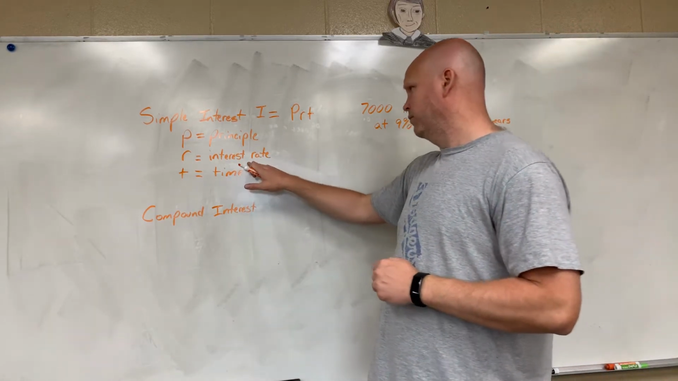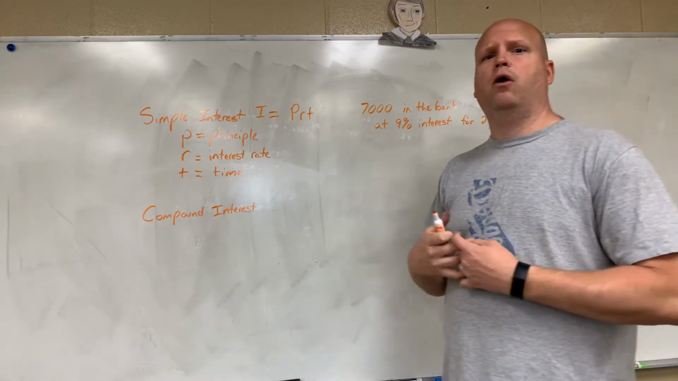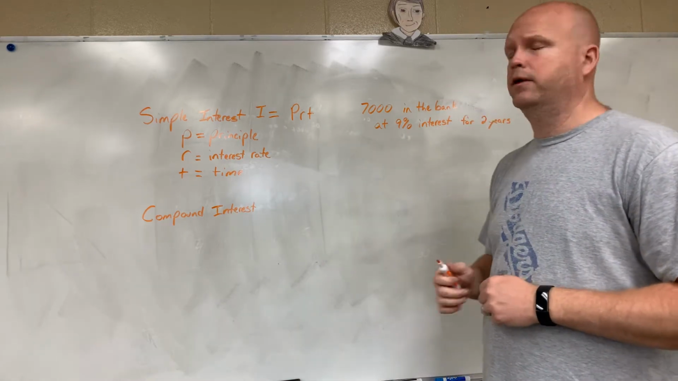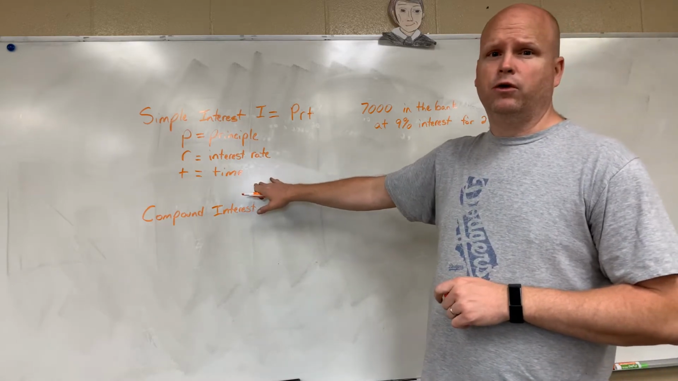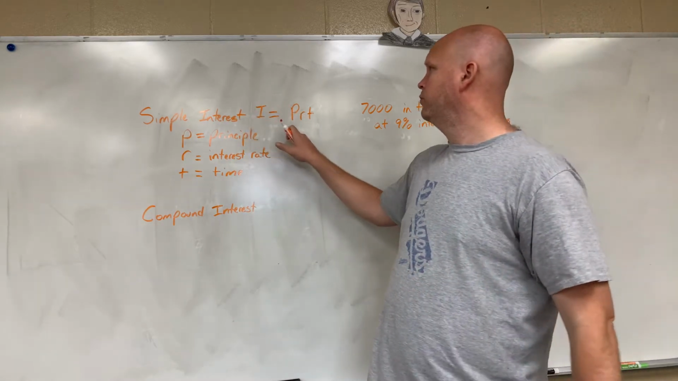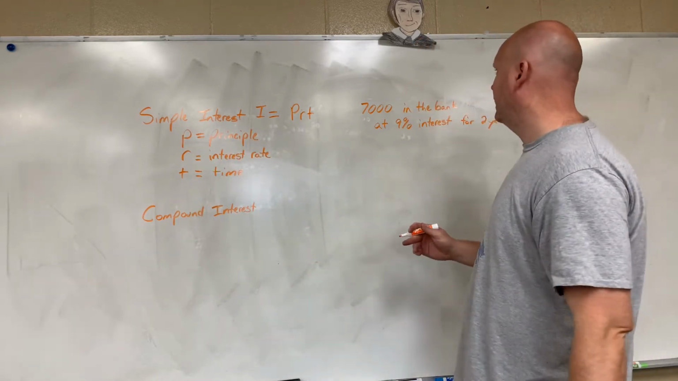The interest rate is a percentage. In this case, it's 9%. This is how much you are earning on the original principal. And time is how long you were doing it. So to find simple interest, you are just multiplying those three things to get the answer.